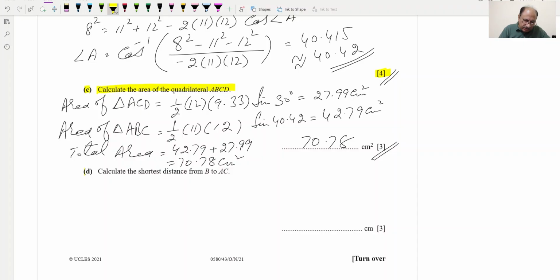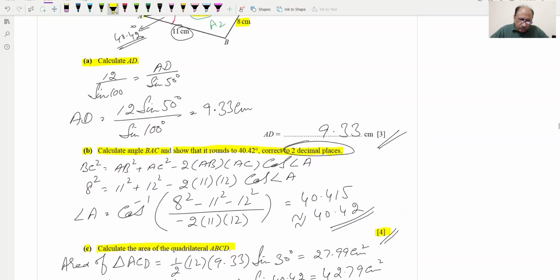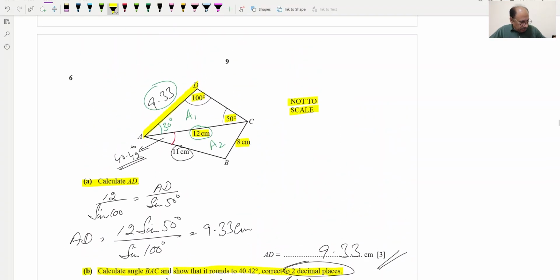Now D part, they are saying calculate the shortest distance from B to AC. So we'll figure out what the distance is. The shortest distance from B to AC will be the perpendicular line which we can draw like this. This will be the shortest distance. Now how will we find this distance? Basically, we can consider this triangle.